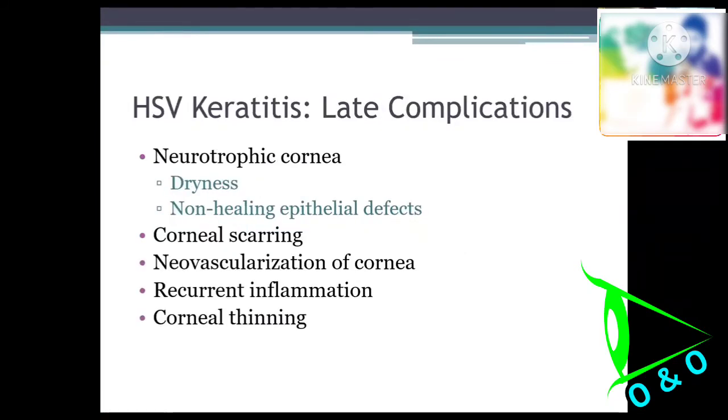HSV late complications are many. Number one is going to be a neurotrophic cornea, meaning a cornea that doesn't have proper sensation. That's going to lead to dryness. It can also lead to non-healing epithelial defects. You can get corneal scarring, neovascularization, recurrent inflammation, and corneal thinning.